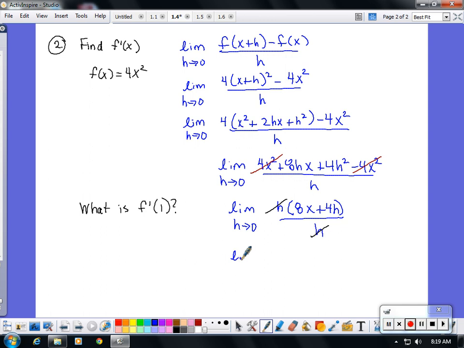You're taking the limit of the leftover top, 8x plus 4h. When you take the limit, all we're going to simply do is plug in 0 for h. When we take that limit, you're dropping the limit on the outside, 8x plus 4 times 0. So the equation for your slope is 8x. To find f prime at 1, that means plug 1 into the derivative that we just found, and you get 8.